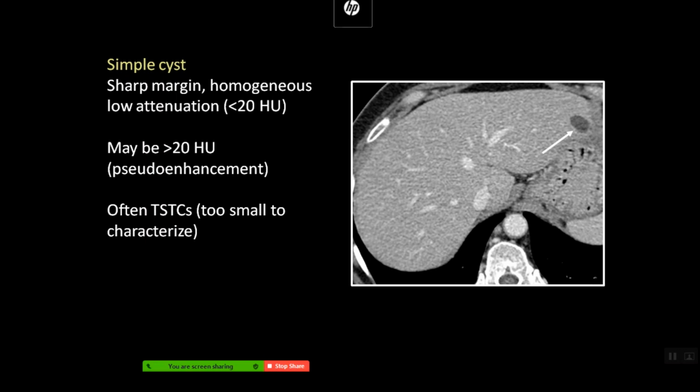I wouldn't even describe it. I wouldn't put in my report, here there's a 3 centimeter well-defined homogeneous hypoattenuating lesion. I just say there's a simple cyst and leave it there, right? So it's a non-brainer. No one cares about it. So just describe it quickly and move ahead.